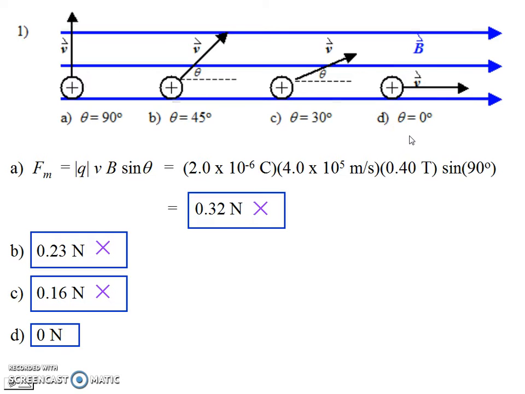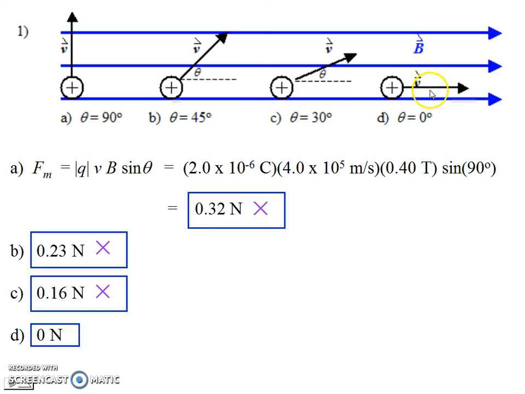Or if you try to do it with your right hand, your fingers are already pointing to the right. The field is also to the right, which means there's no preferred direction for your hand, and there's no curl to it, right? You don't have to curl your fingers any way at all, and so there's no magnetic force. And so what we learn is that if a charge moves directly with the field, it experiences no magnetic force.